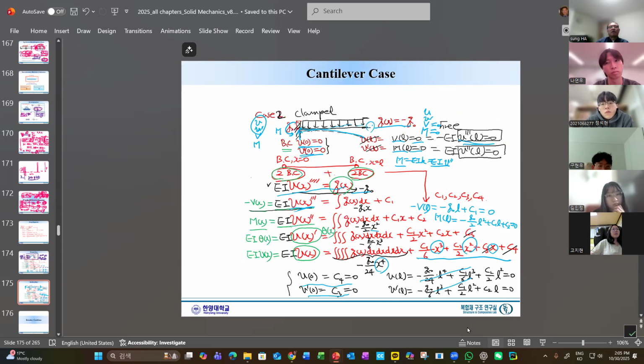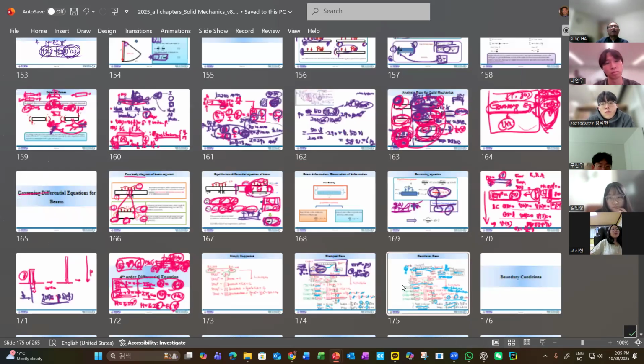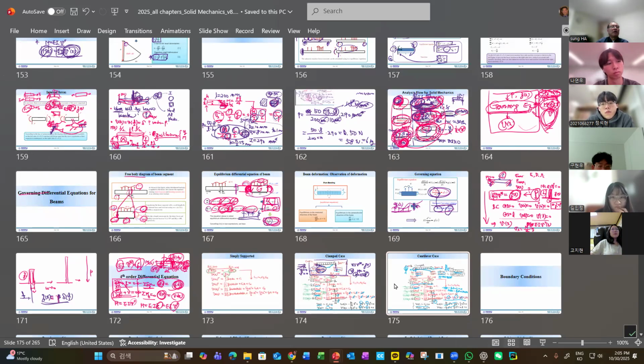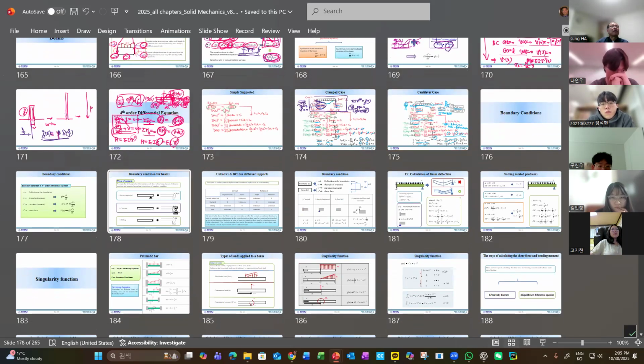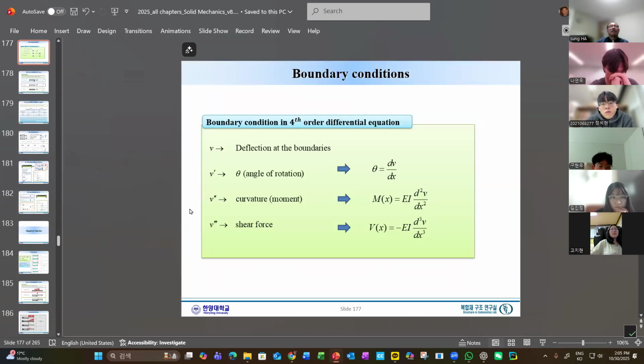Okay, so the one thing I like to emphasize here is the boundary condition. Okay, so to solve this one, EI V'''' equals q(x). V of course represents deflection.